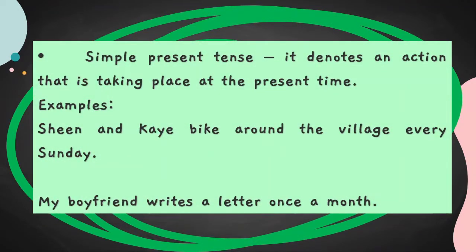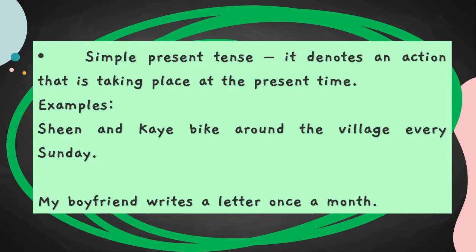The simple present tense, on the other hand, denotes an action that is taking place at the present time. It means it's happening right now. Example: Sheen and Kay bike around the village every Sunday. The subject in this sentence is Sheen and Kay. The verb is bike. The reason why we have no S in this verb is because the subject is composed of two persons, Sheen and Kay. And the tense of the verb is the simple present.